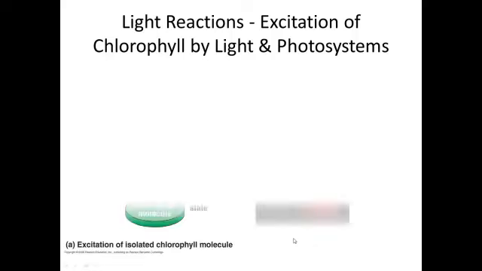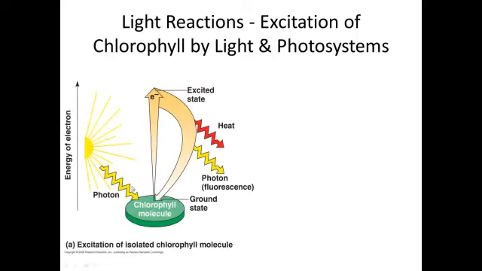Here's why. Energy comes from the sun and strikes the chlorophyll molecule. An electron from the magnesium gains energy and jumps to a higher orbital. We call this the excited state of the electron, or that the electron is excited.